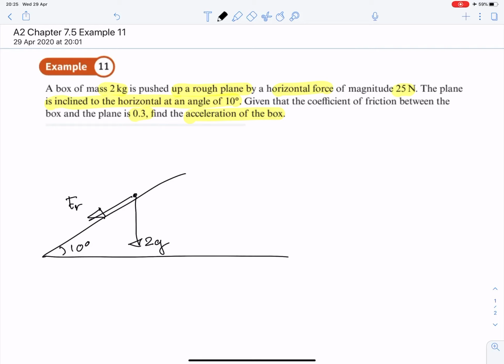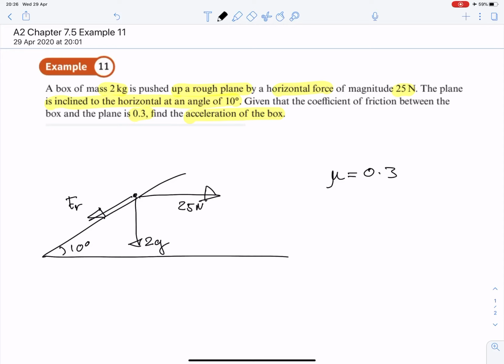So let's just check if there's an angle of that. A box of mass 2 kilograms is pushed up a rough plane by a horizontal force. The plane is inclined at 10 degrees to the horizontal. So the force is 25 newtons, but it's horizontal. So we've got a force here acting on the particle, which is 25 newtons. Mu is equal to 0.3, and we're asked to find the acceleration of the box.